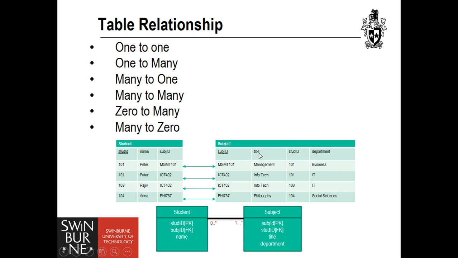So one-to-one, for example, is a student taking one course. That's what we consider a one-to-one relationship. For one-to-many, one student takes many units. So this is the example of the second one. Many-to-one: many units are taught by one lecturer. Same goes with many-to-many and zero-to-many. These are the possible conditions of table relationships.